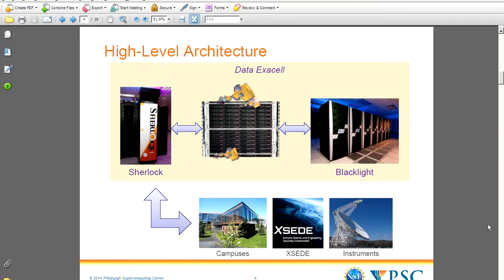The Data XSL will extend that in a number of ways. That then is tightly coupled to both Sherlock and Blacklight, the analytical engines. And then as a whole, that connects to other national resources. Connects to campuses, the XSEDE network, and then to various instruments. And so the instrument I have shown there is just the NRAO Green Bank Telescope, which is one of our pilot projects.